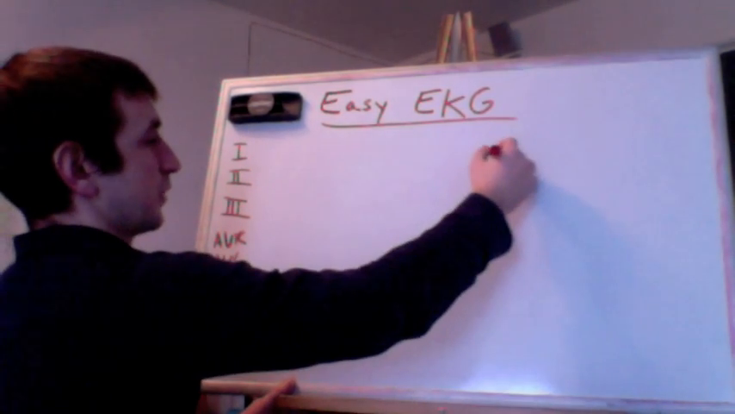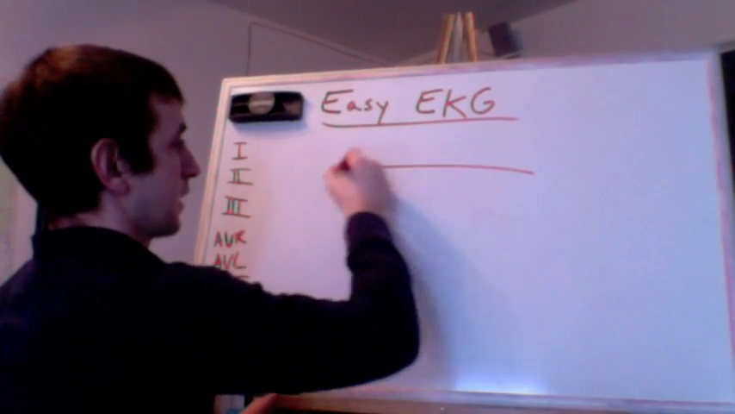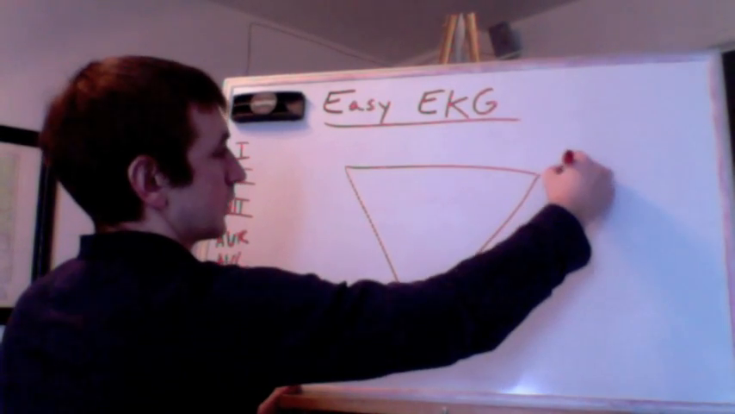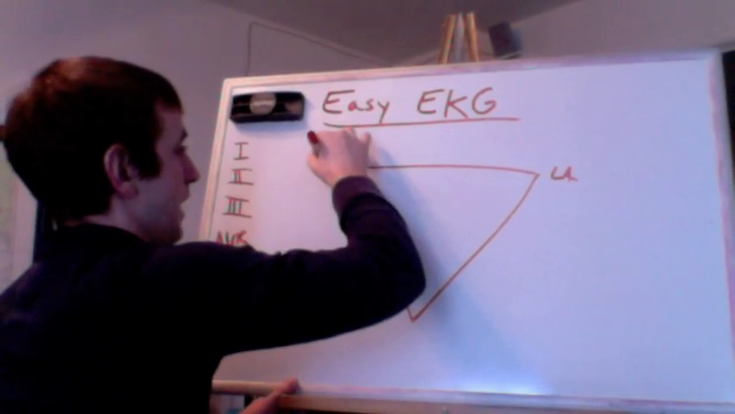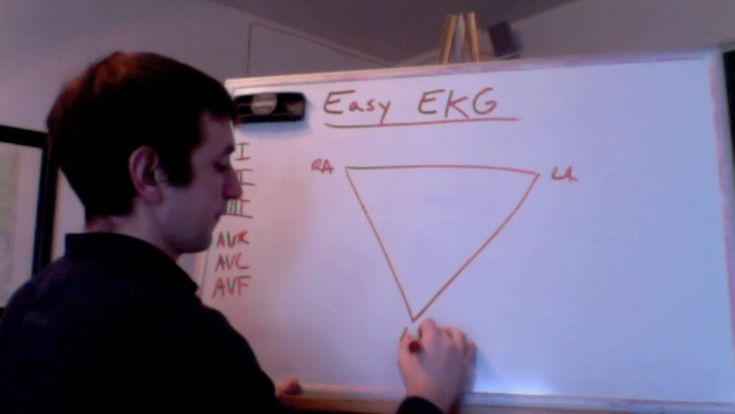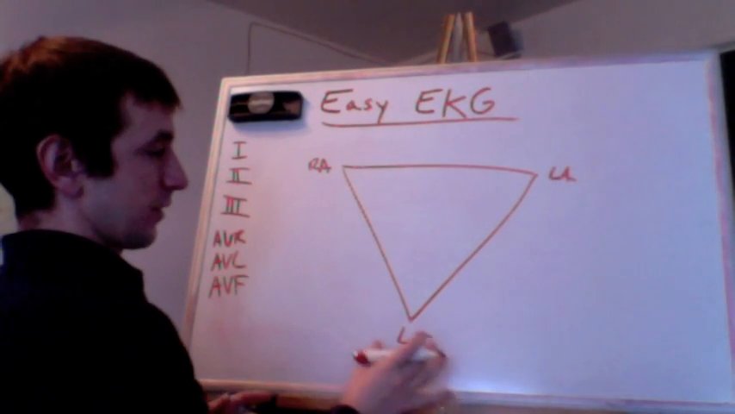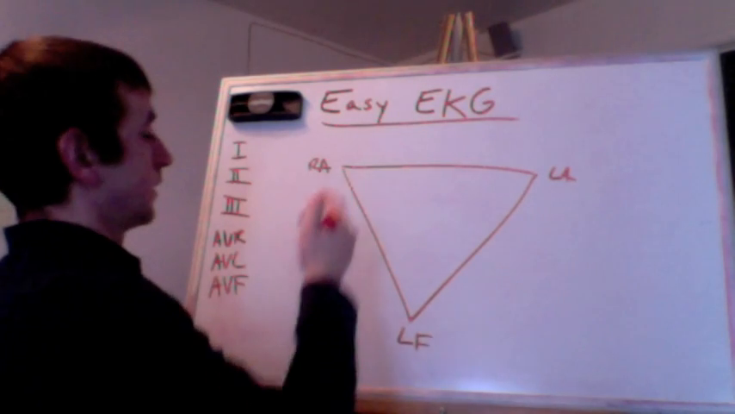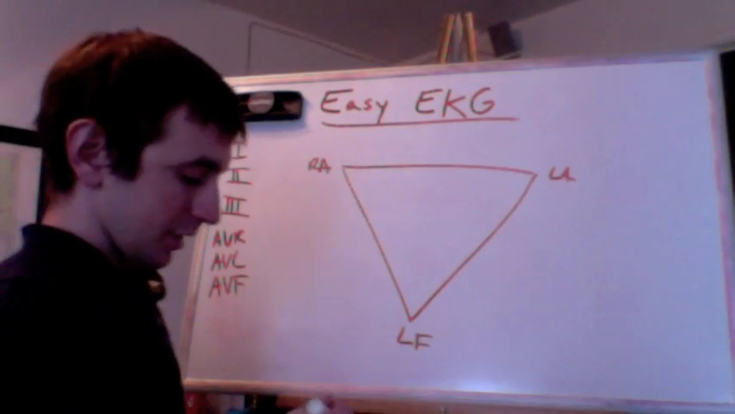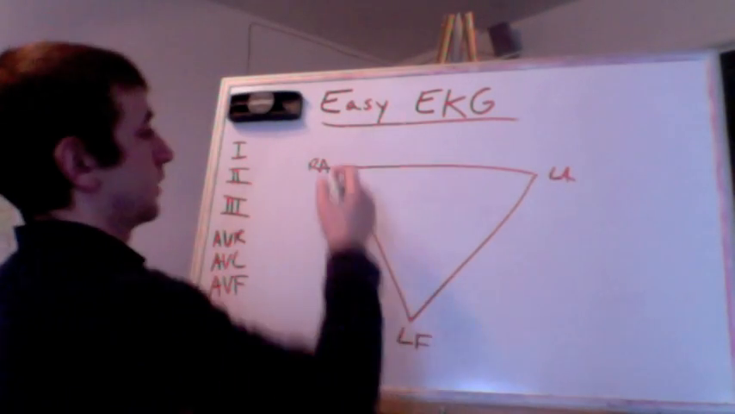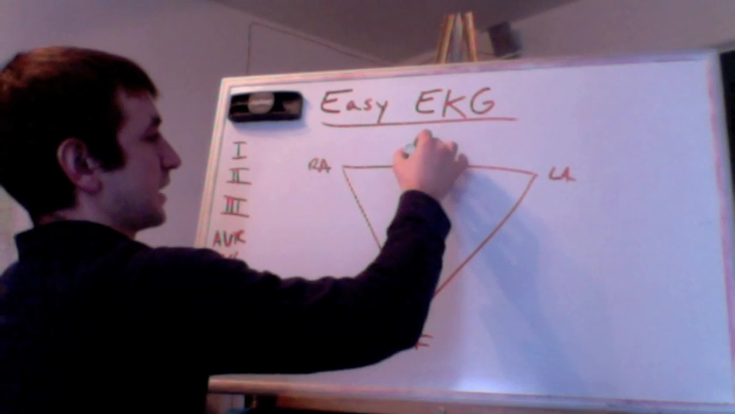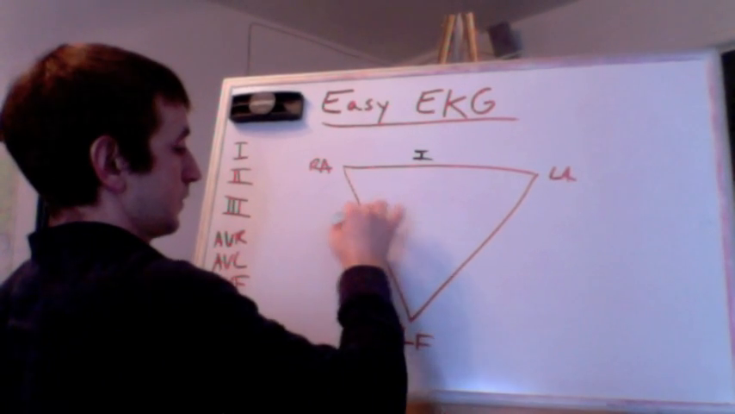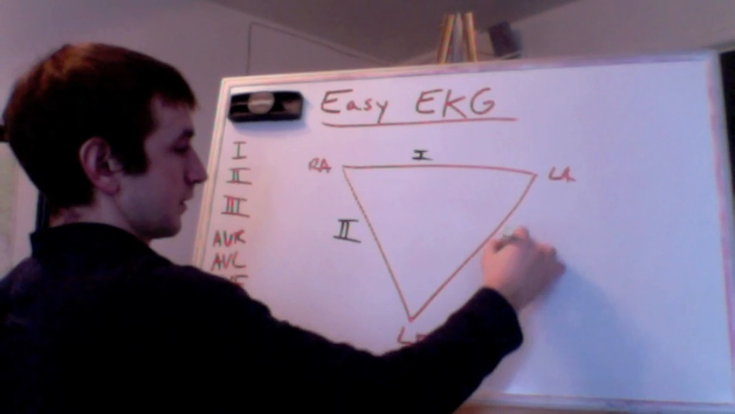So when we look at lead 1, the electrode is placed... let me draw the triangle. I'll just draw the electrodes here. Okay. So this is your left arm. This is your right arm, and this is your left foot. Those are the three coordinates that make up the triangle. So up here, when you look at the top, let me switch colors again. This distance here, this is lead 1, this is lead 2, and this is lead 3.